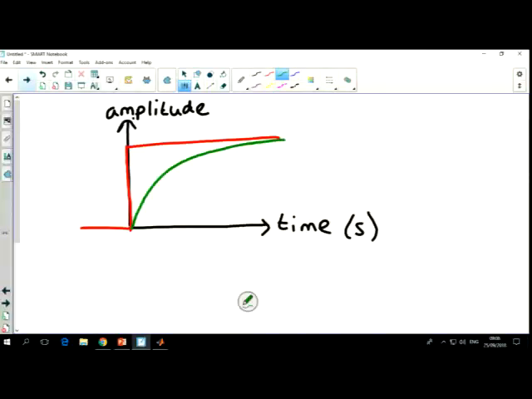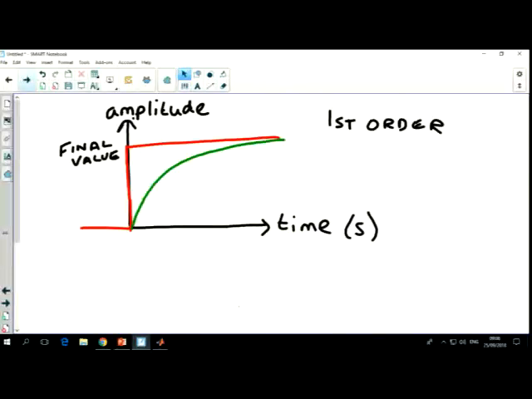And there are certain features about that response that are always the same for every first order system. So along this axis there's a point, let's call that the final value. Okay, so the final value might not necessarily be the same as the red line, but it's the point at which the green line stops, the output of the system stops changing, yeah? So the red is the input, the green is the output.